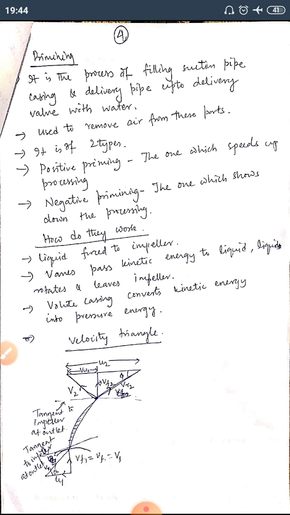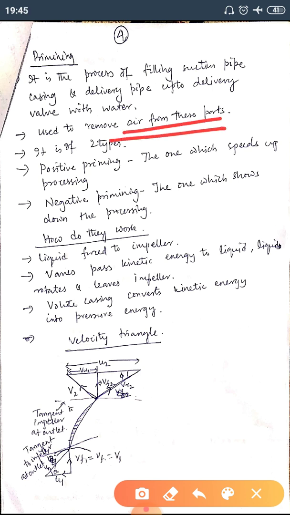Next, we will learn about priming, an important process in a centrifugal pump. What is priming? The main objective of priming is to remove air from the parts. It is a process of filling the suction pipe, casing and delivery pipe up to the delivery valve with water, so that there will be no air in those parts. It is of two types, positive priming and negative priming. Positive priming is the one which speeds up the processing. Negative priming is the one which slows down the processing.